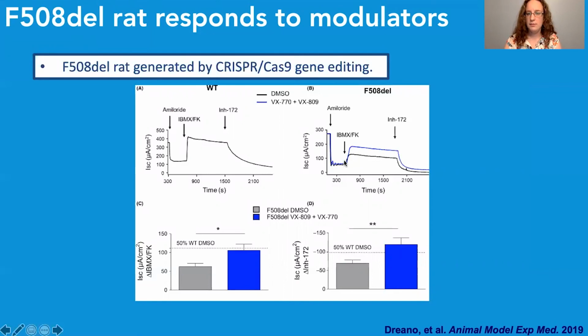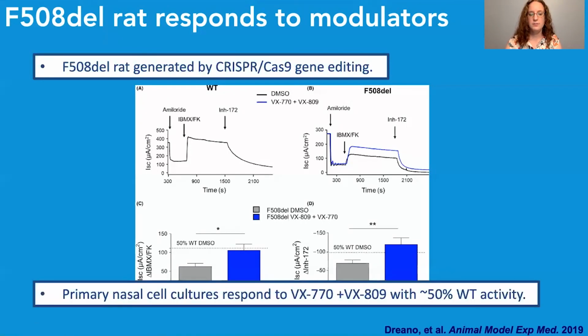When the cells were treated with a combination of VX770 and 809, CFTR activity was increased as evidenced by a higher response to forskolin and INH172. In panel C, you can see the dotted line indicates 50% of wild-type activity, and the F508del cells without treatment fall somewhere at 25% of wild-type activity. The combination of 809 and 770 is able to increase activity to close to 50% in the F508del cells, indicated as well by the INH172 response. So the primary nasal cell cultures from this animal do respond to VX770 and VX809 with about 50% of wild type activity.